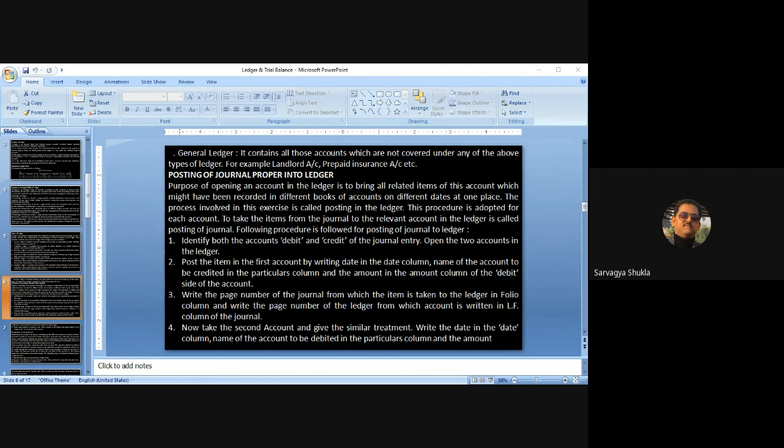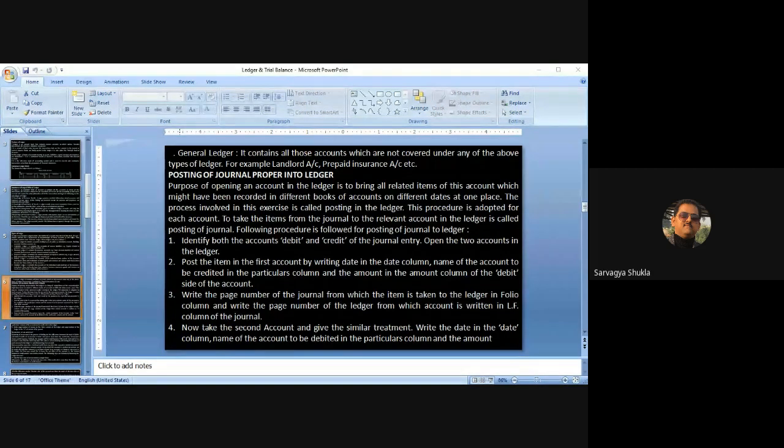Post them in the first account by writing date in the date column, name of the account to be credited in the particular column, and the amount in the amount column of the debit side of the account. If we post the entry Mr. X debit to sales account in the Mr. X account, we have to take a look which account will be debited. Mr. X account will be debited. So we have to post journal entry on the debit side of the account which has been debited, that is Mr. X.